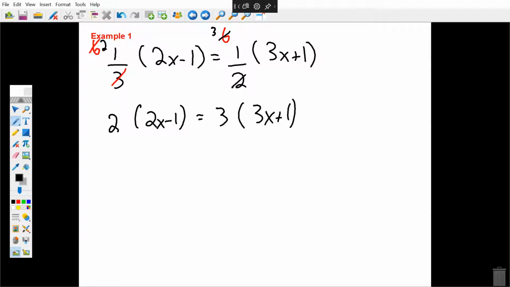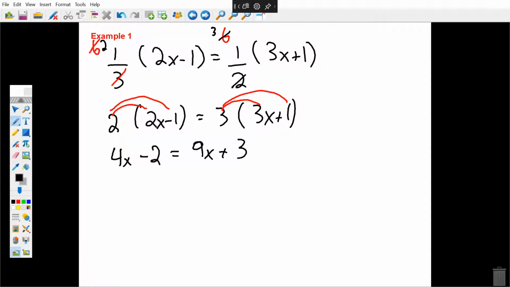Now we've got a variable on both sides with some brackets. So the first thing we're going to need to do is eliminate those brackets, and we're going to do so by distributing to both sides. So 2 times 2x is 4x. 2 times negative 1 is negative 2. Equals 3 times 3x, which is 9x, and 3 times 1, which is 3.